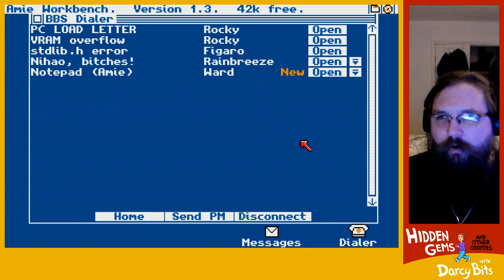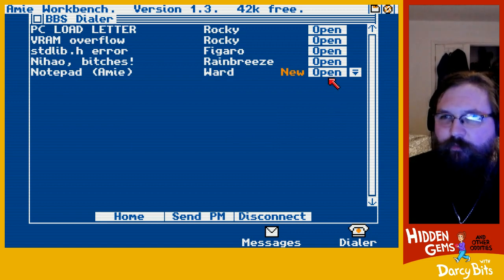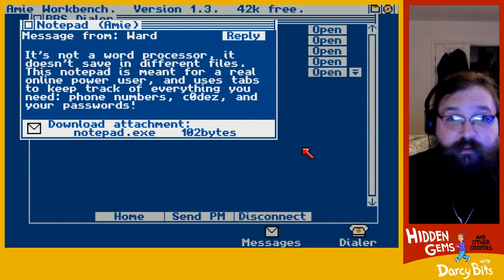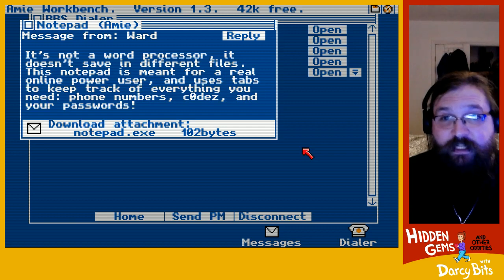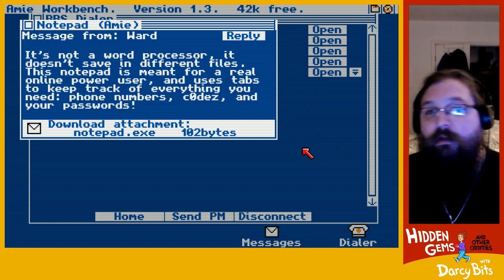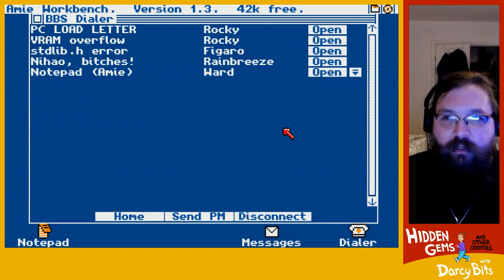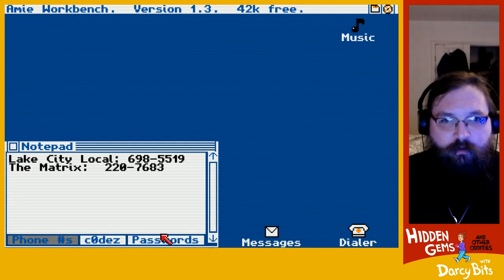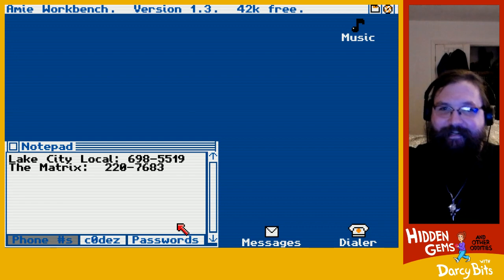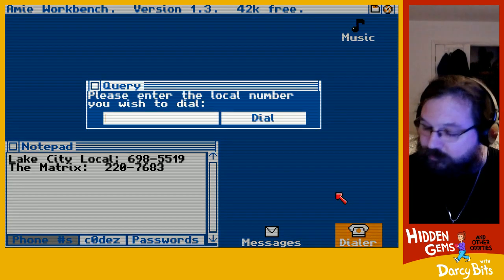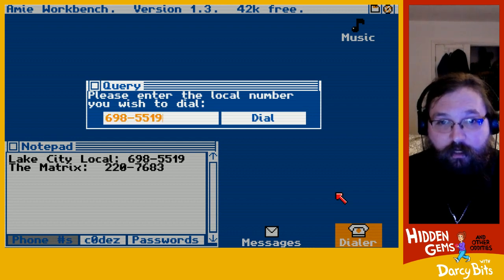Notepad, Amy, Ward. I'll let you down with this, in case I need it for some reason. It's a word processor. It doesn't save in different files. This notepad is meant for a real online power user and uses tabs to keep track of everything you need. Phone numbers, codes, passwords. I could use that. Thank you. Alright, let's take a look at this. Ah, look at that. Awesome. 698 5519.